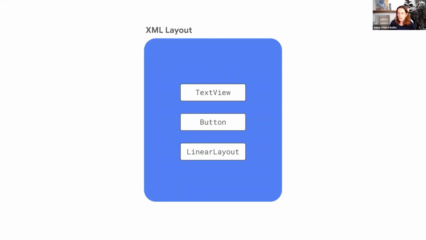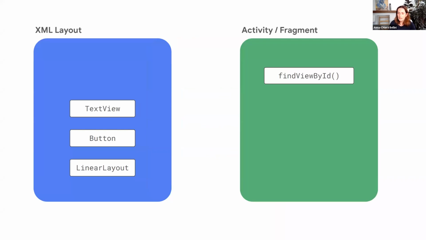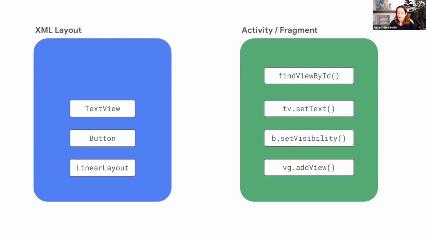So if you want to put a text, you're going to have to put a text view and a button inside the linear layout, and everything is declared in an XML layout. And then in the activity, you know the ID of the view, you have to go and find it, and then you have to programmatically set the text, set if you want it visible. If you want to programmatically build your UI, this is how you operate with it.